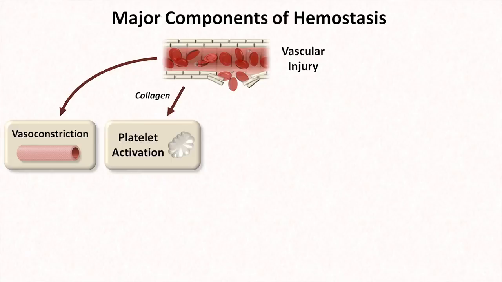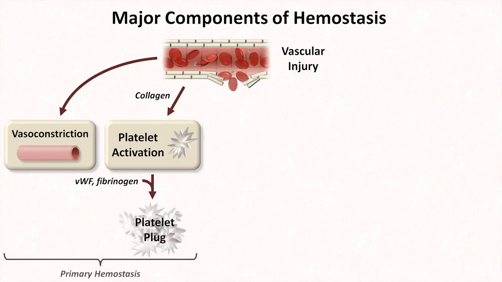Platelet activation results in a change in platelet shape and allows platelet aggregation, which is mediated largely by proteins called von Willebrand factor and fibrinogen. The end result of platelet activation is something called the platelet plug, which is a short-lived, temporary patch over a defect in the vessel wall. It's sufficient for stopping bleeding from very minor injuries.